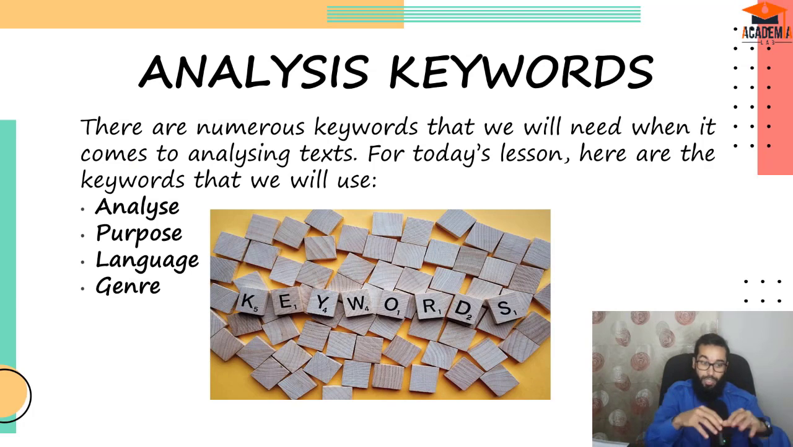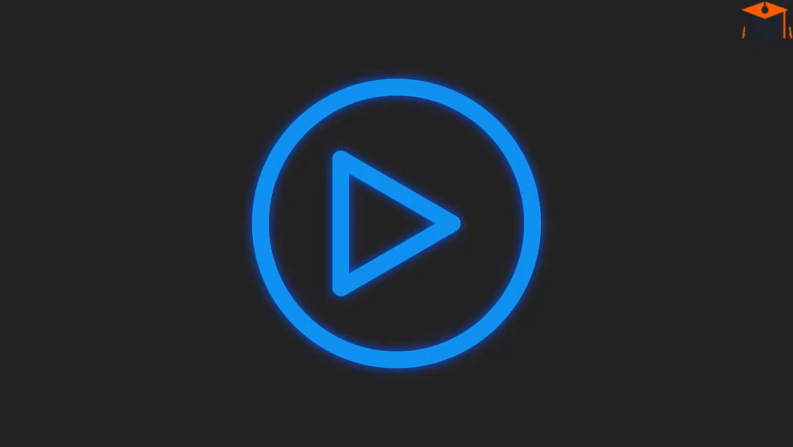Analysis keywords. These are the keywords that I want you to look for and make some research about. Analyze, purpose, language, and genre. Four words. Okay, these are four words that I want you to look into and try to find their definitions and how they are used as well. All right, try to do that. So analyze, purpose, language, and genre. Go through that. Off you go.